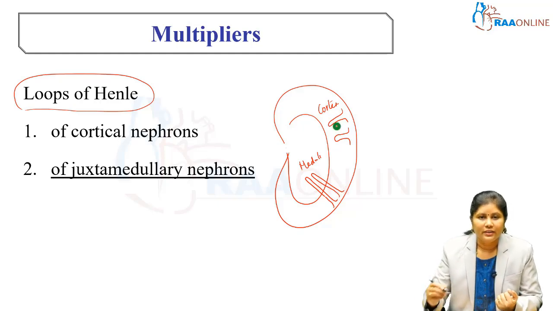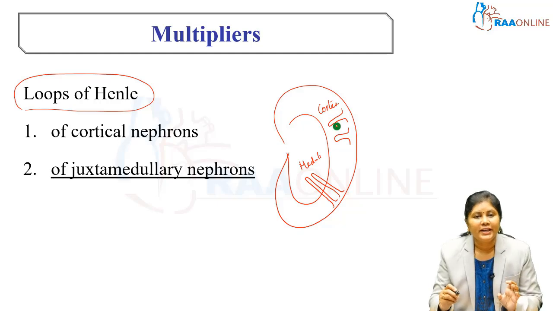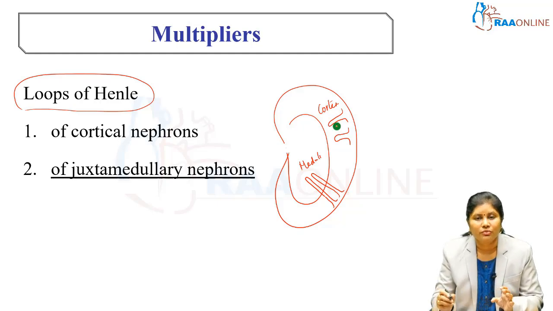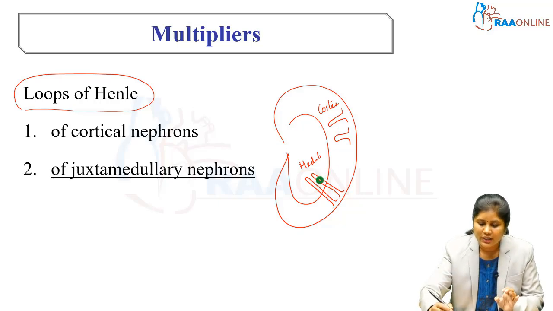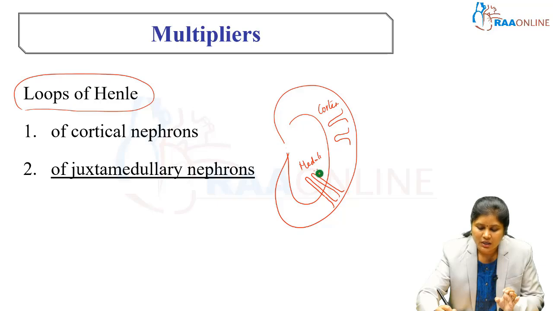So, the cortical nephrons are predominantly involved in the transport mechanism, that is, the reabsorption of various solutes and water and whatever. All sorts of transport mechanisms or reabsorption mechanisms are taken care of by these cortical nephrons. Whereas the function of the juxtamedullary nephron is to create a high osmolar gradient, a hyperosmolar gradient, in the renal interstitium.